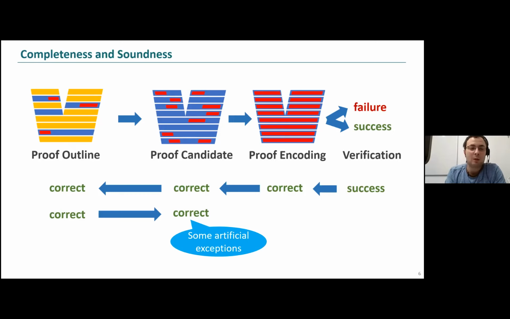Good. But now, if the proof outline is correct, then the proof candidate is also correct, again with some artificial exceptions, but we can ignore them. What's important here is that our inference of the proof candidate never fails. So even though we use heuristics, we can always get a proof candidate out of a proof outline. Good. Then from there, it's again rather straightforward.